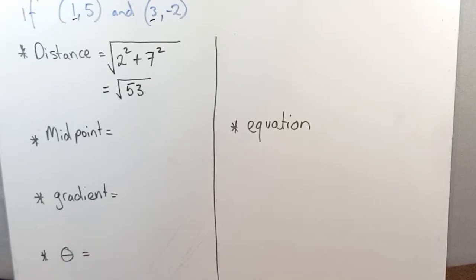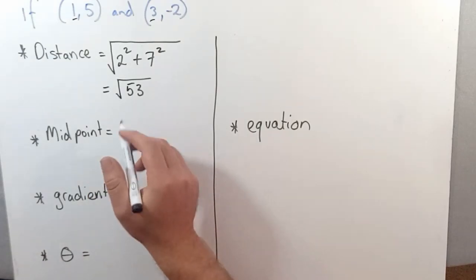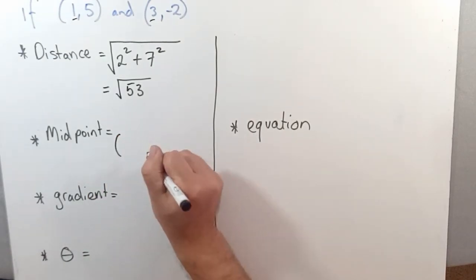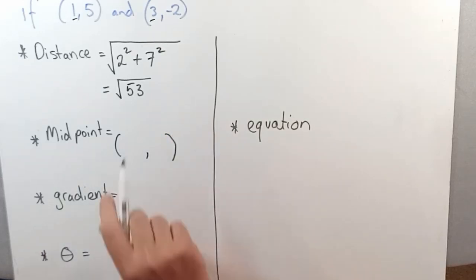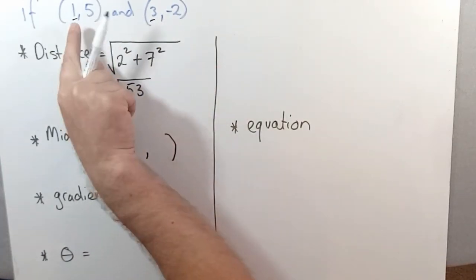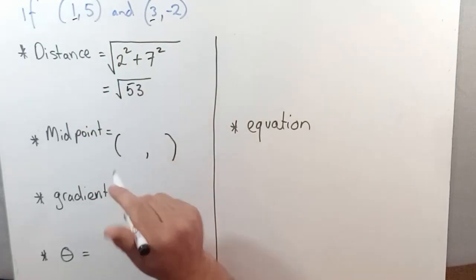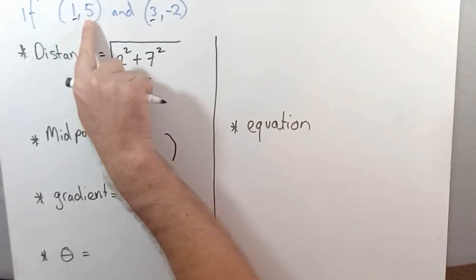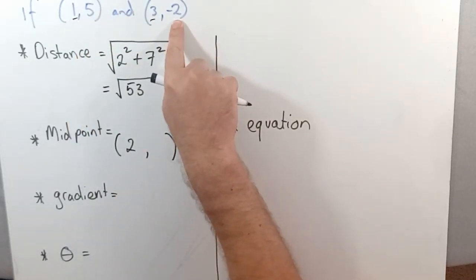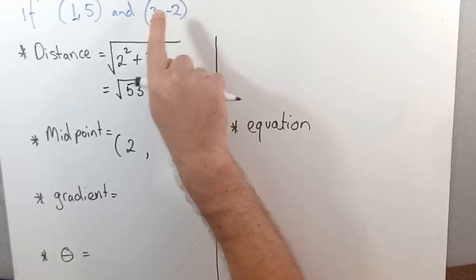Next point, midpoint. So I want to find the midpoint. So the midpoint's going to be a coordinate. Okay, so halfway between the x's, well, this is the example I used before, halfway between 1 and 3, that's 2. Halfway between 5 and -2. What's the halfway point between 5 and -2?